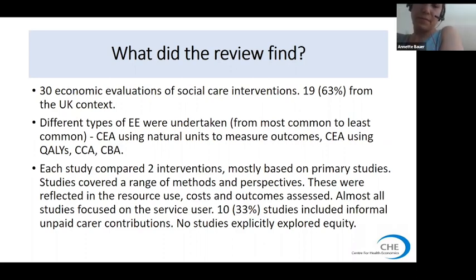As for the different types of economic evaluations that were undertaken, Martin gave us a review of some of the definitions for these different types of economic evaluations earlier. The one that was most common was cost effectiveness analysis using natural units to measure the outcomes. So this might have included things like functional outcomes. It could have included mental health outcomes as measured, for example, by the General Health Questionnaire. But there are a whole host of different outcomes that could be included, also social care related quality of life.